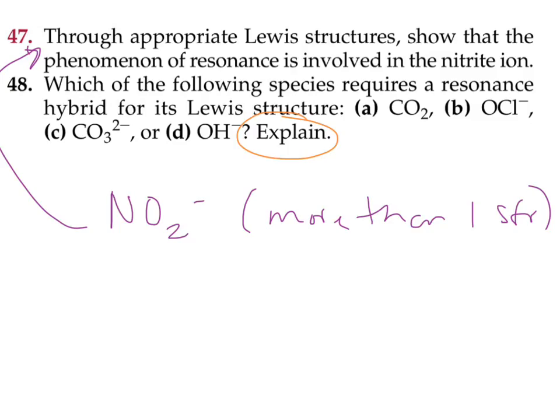And then for 48, I just circled the word explain. Which of the following species requires a resonance hybrid for its Lewis structure? Again, I think you have to draw the Lewis structures in order to have them make sense. Okay, so you can't have too many Lewis structures.